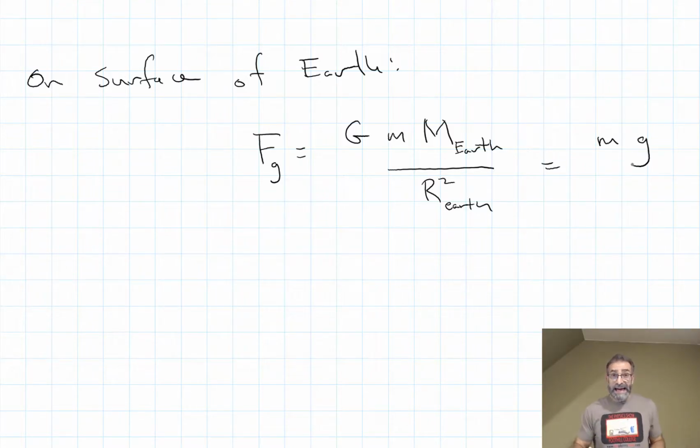So lowercase m is the mass of our object. It's sitting on the surface of the Earth. Capital M sub Earth is the mass of the Earth. Capital R sub Earth is the radius of the Earth. Let's figure out what g is.